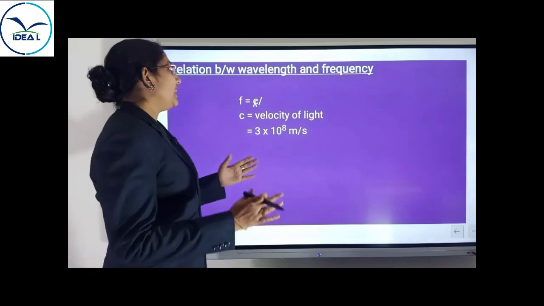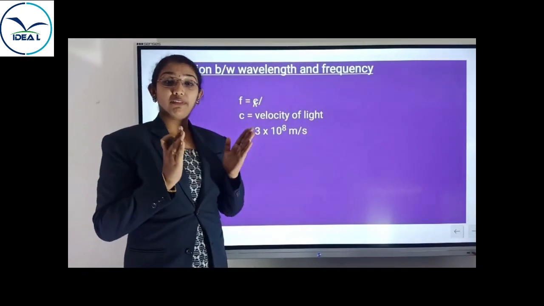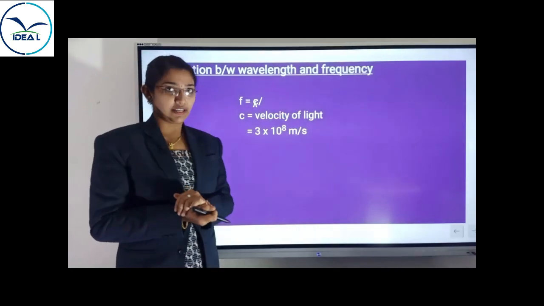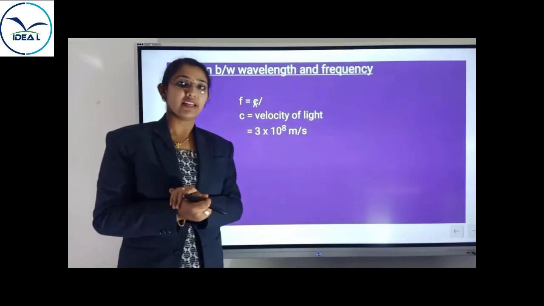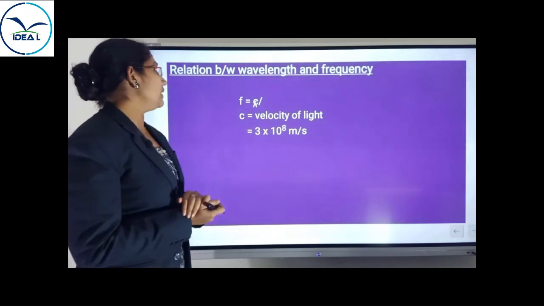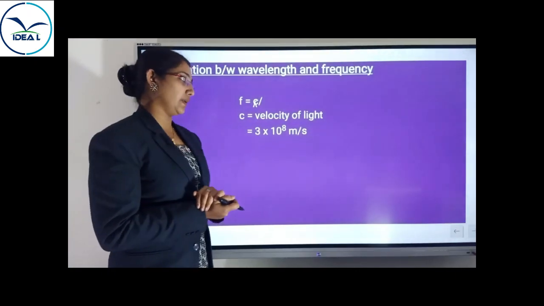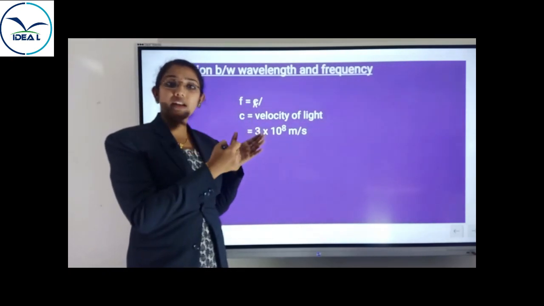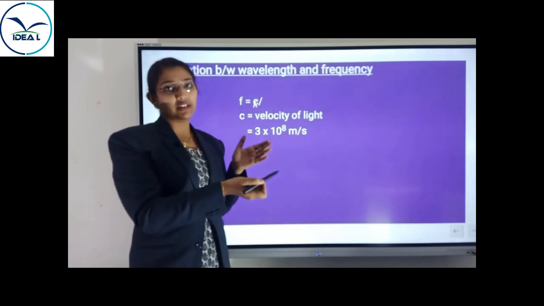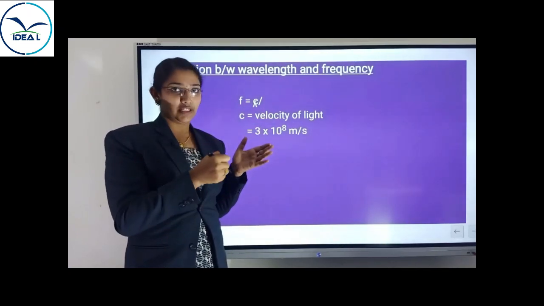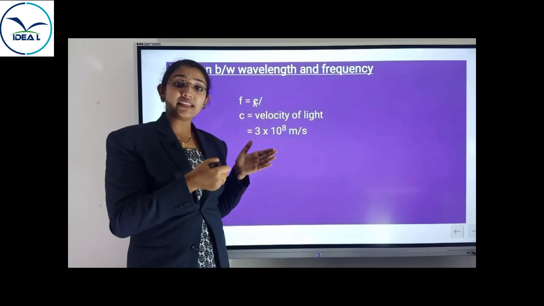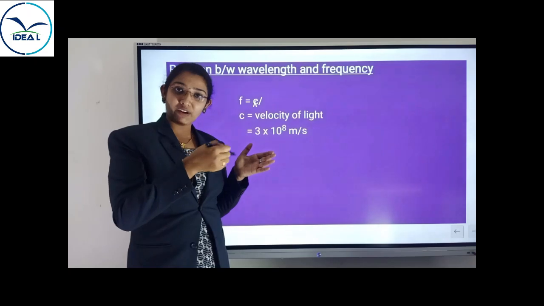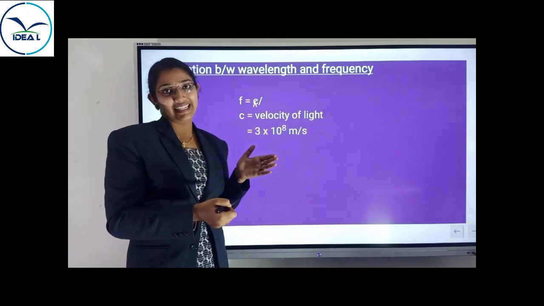Next is the relation between wavelength and frequency. Now we know what is meant by wavelength, frequency, wave number, etc. Here, the relation between wavelength and frequency. We see in the electromagnetic spectrum, the electromagnetic waves are arranged in increasing order of wavelength and decreasing order of frequency, which means that wavelength and frequency are inversely proportional. That is, when wavelength increases, frequency decreases.